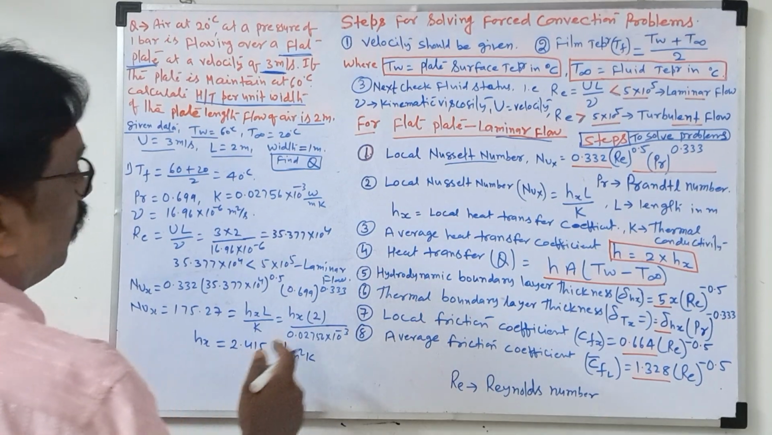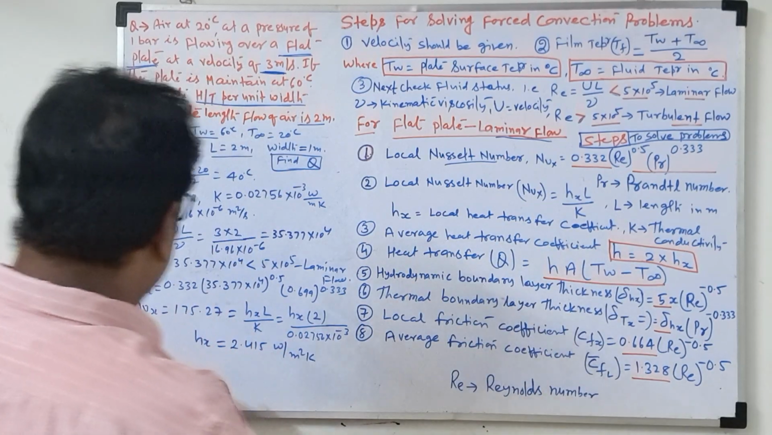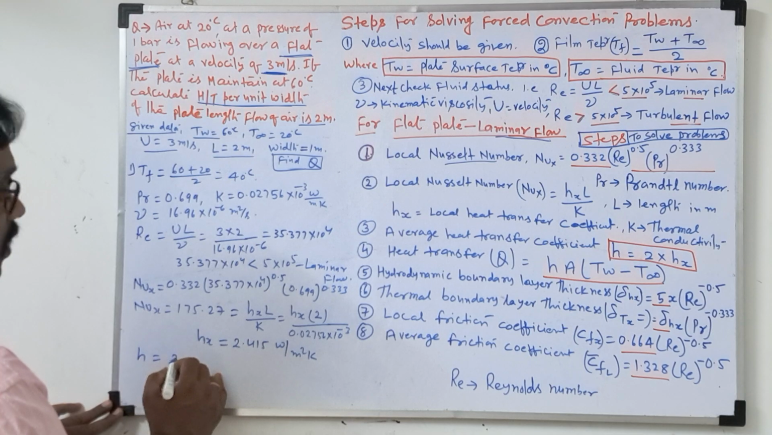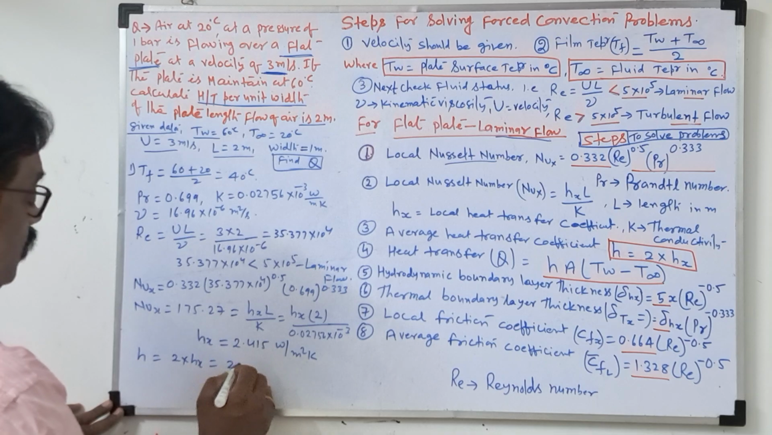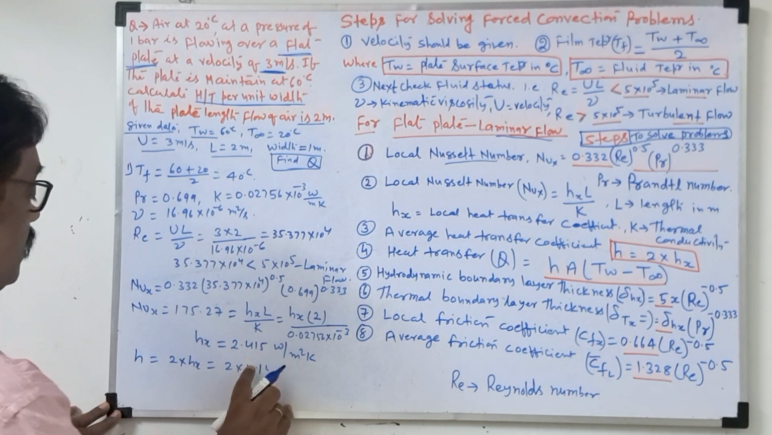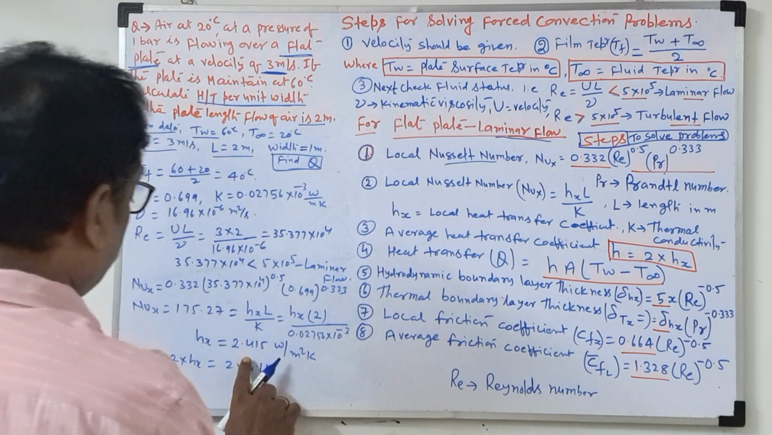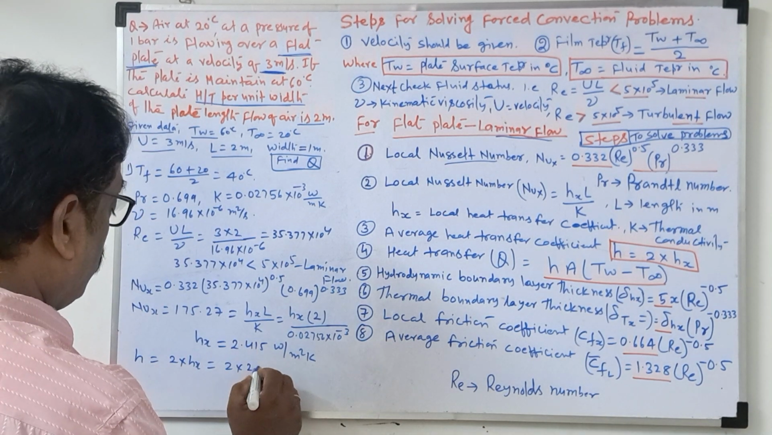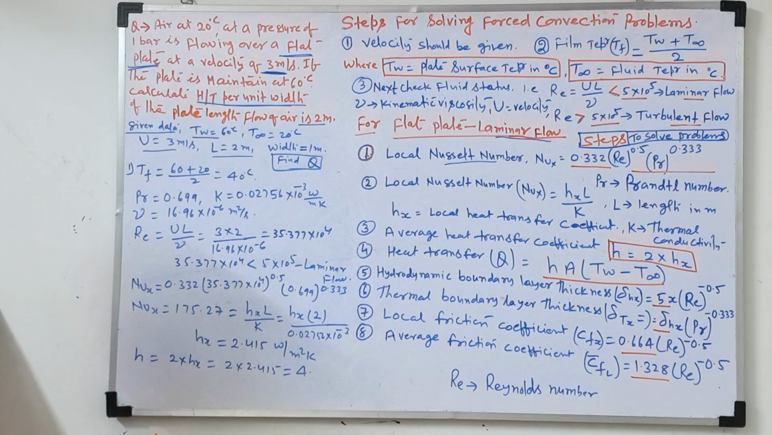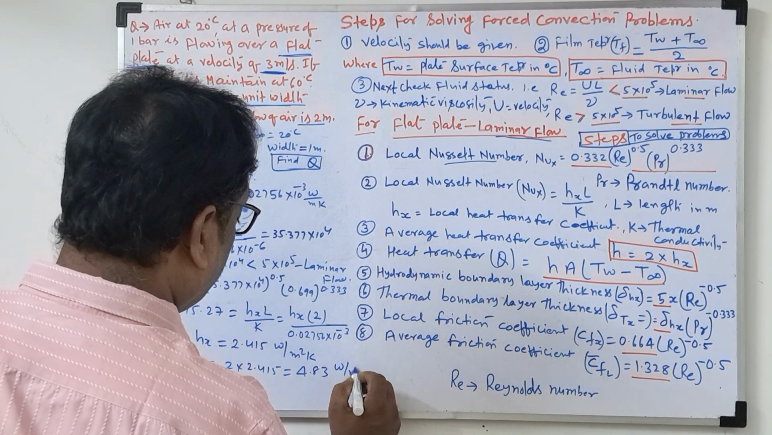Up to this, we know hx. Now the average heat transfer coefficient, step 3. The average heat transfer coefficient h is equal to 2 into hx. So 2 into the hx value we got, 2.415, is equal to 4.83. That also has the same unit, watt per meter square Kelvin.